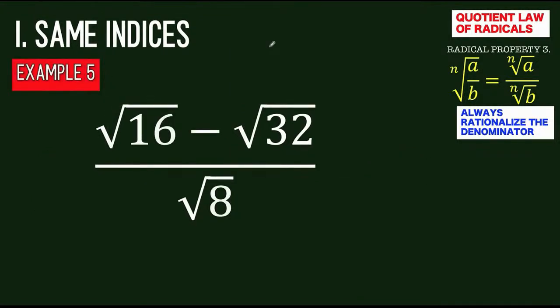Here's another problem. We now have here a binomial divided by a monomial. In this case, we are going to divide each of the terms in the numerator by the monomial divisor.